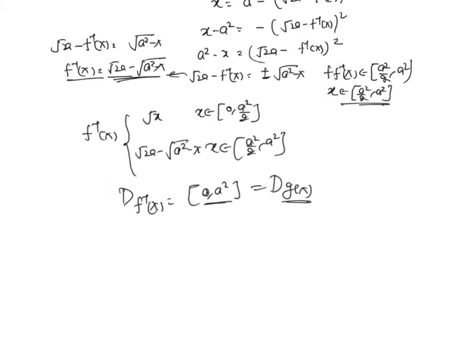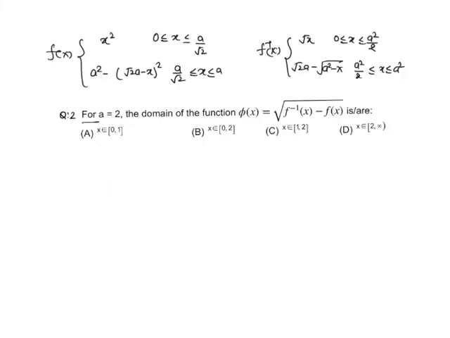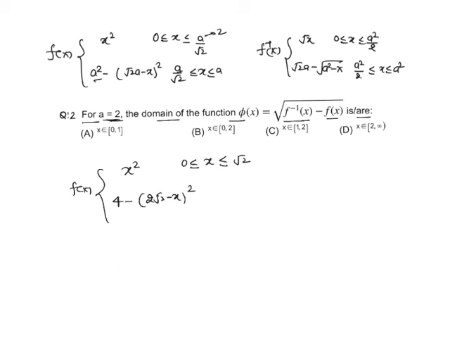Question number 2 is, for a equals to 2, the domain of the function phi x equals to root over f inverse x minus fx is R. So instead of a, we'll put 2, and here also we'll put 2. So what will come for fx? X square when x is greater than or equal to 0 and less than or equal to a by root 2, which is root 2. And a square is 4, minus 2 root 2 minus x whole square when root 2 is less than or equal to x less than or equal to a, equals to 2.